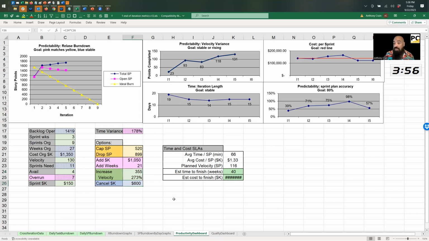The other thing you could do is cancel. You're like, you know what? If it's going to cost $2.3 million instead of $1.3 million, this business case is no longer good. This business case is not worth it.